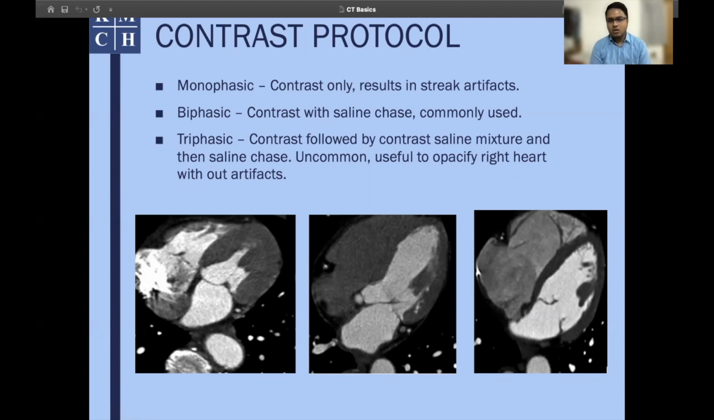Triphasic is not very commonly used. It is mainly used when you want to opacify the right heart also to look for any right heart pathologies, where you inject contrast and it is followed by injection of a saline contrast mixture.